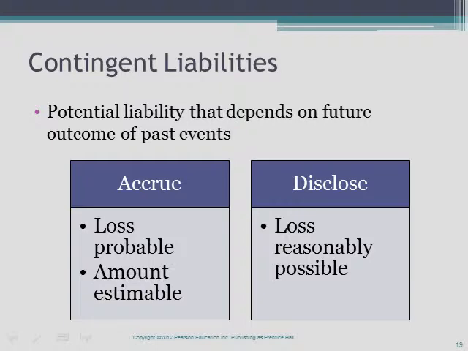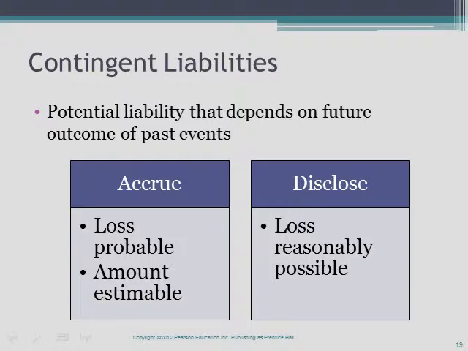A contingent liability is not an actual liability. Instead, it's a potential liability that depends on the future outcome of past events. Examples of contingent liabilities are future obligations that may arise because of lawsuits, tax disputes, or alleged violations of environmental protection laws.